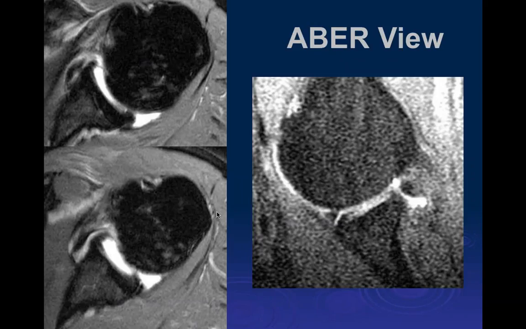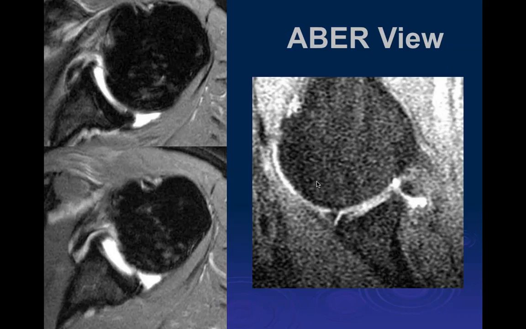Now, an ABRA view was popularized by a former fellow of mine, Philip Tierman. The concept here is that sometimes it's hard to see anterior labral tears. So if you put the arm above the head, where you put a strain on the anterior capsule, which attaches to the anterior labrum, you can pull the labrum off, allowing you to see the tear better. That's the concept behind the ABRA view.